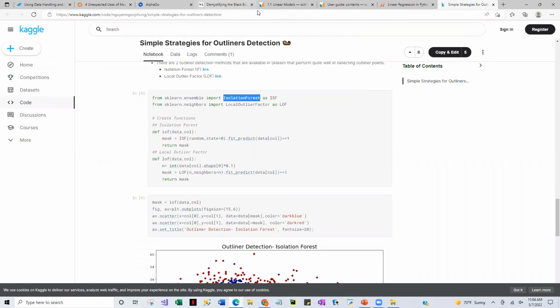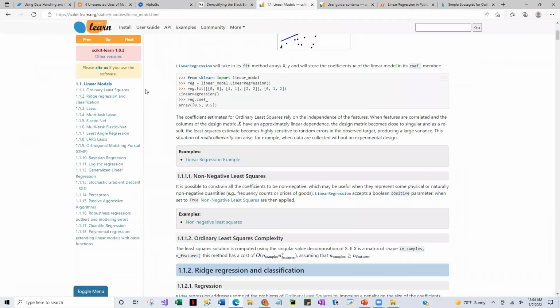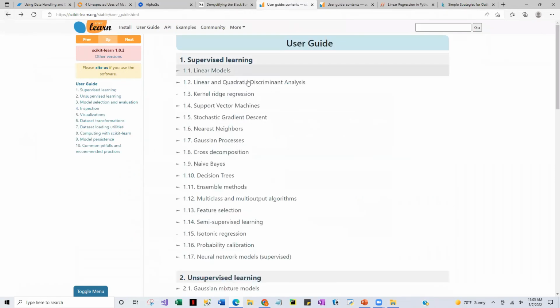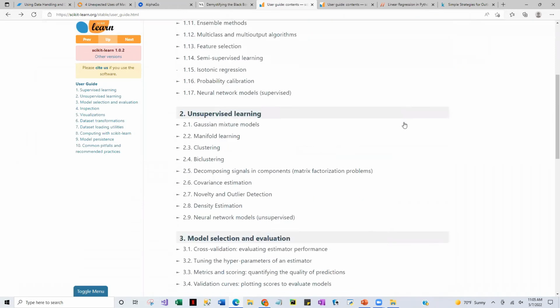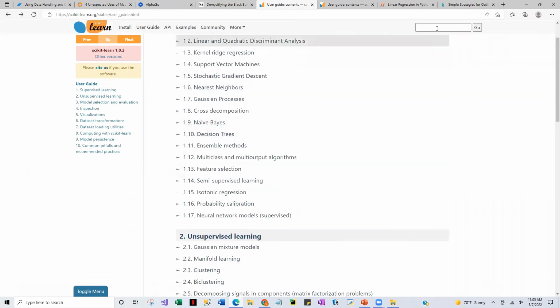So the isolation forest, let me show you here. It needs to be here in decision tree, or somewhere here. Let's find it. Isolation forest.